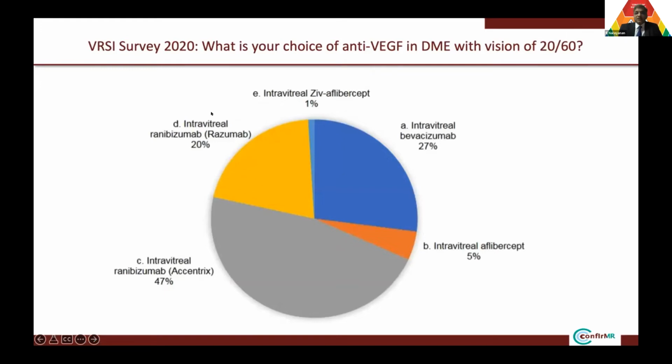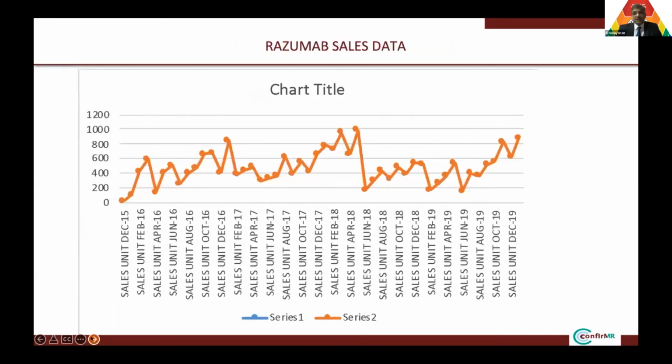And we also had a question, what is your choice of anti-VEGF in DME? The first choice, 20% actually mentioned that it was biosimilar. Only 47%, in India, Lucentis is called Accentrix. Then we have Eylea, but 20% their first choice was biosimilar, and in fact, it has increased now even more, the percentage share.